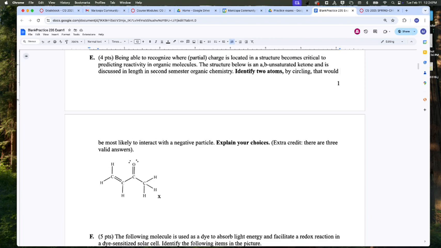Exciting. So, being able to recognize where partial charge is located in a structure becomes critical to predicting the relative reactivity of molecules. So we've got this structure here. What I want you to go through and do is identify two atoms that would be most likely to interact with a negative particle. What would I expect the charge to be on an atom that would interact with a negative particle? Positive. So what are you being asked to find? A positive. So, find the positive. Talk to the people around you, see what you come up with.